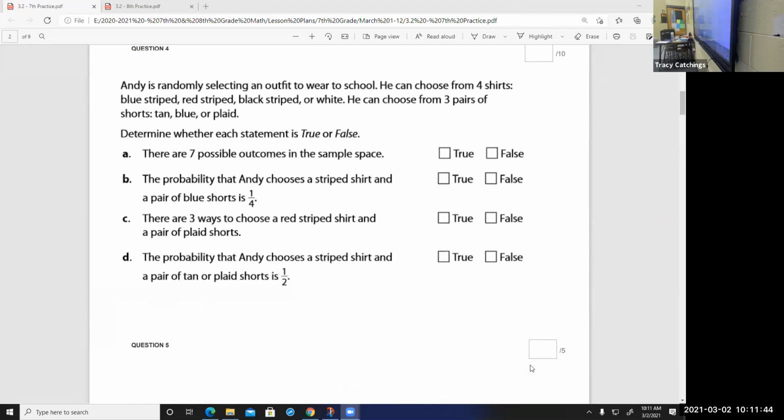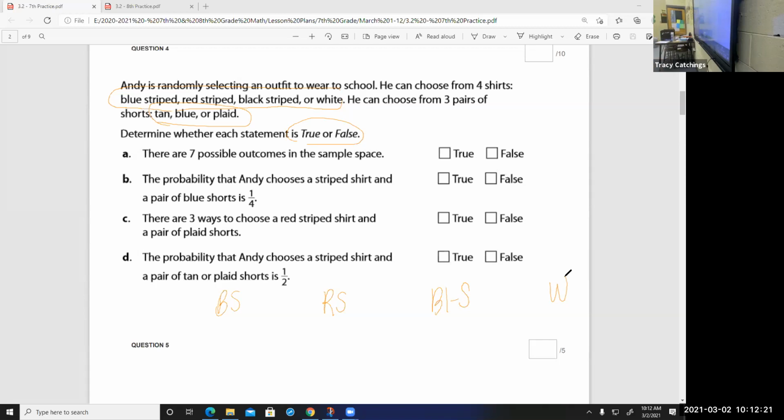All right. Andy is randomly selecting an outfit to wear to school. He chooses from 4 shirts: blue stripe, red stripe, black stripe, or white. He can choose from 3 pair of pants: tan, blue, or plaid. And then they want us to answer true or false. Just like last time, if I'm looking at sample space, I'm gonna draw me a tree diagram. So the first thing we're talking about is shirts. So that's blue stripe, red stripe, black stripe, and then white.